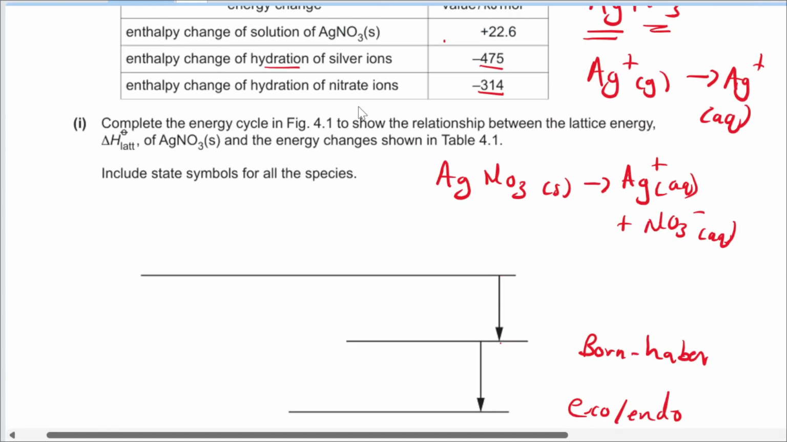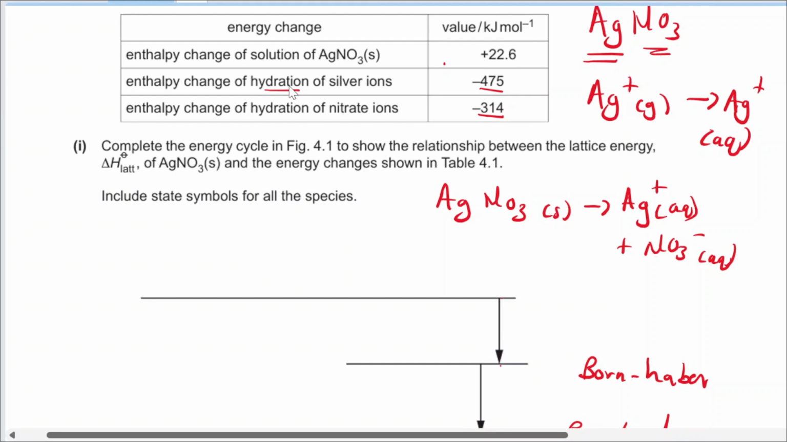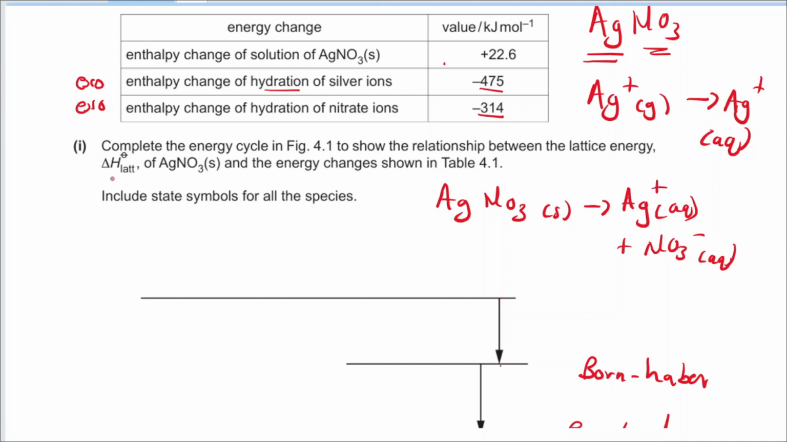So now we have to fill in solution, hydration, and another hydration. Now remember what we said about hydration in the lecture. We said that hydration is always exothermic. So this is exo and this is exo, right? And we also say that lattice energy is always exothermic. And the solution over here, we said solution can be exothermic or endothermic. In our case, they have given us endothermic.